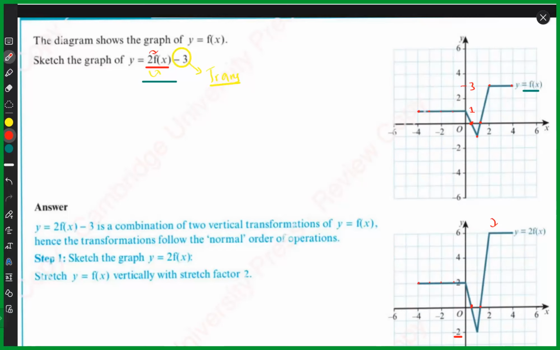Any confusions so far? So far we have just discussed the stretch. No, Miss, everything.